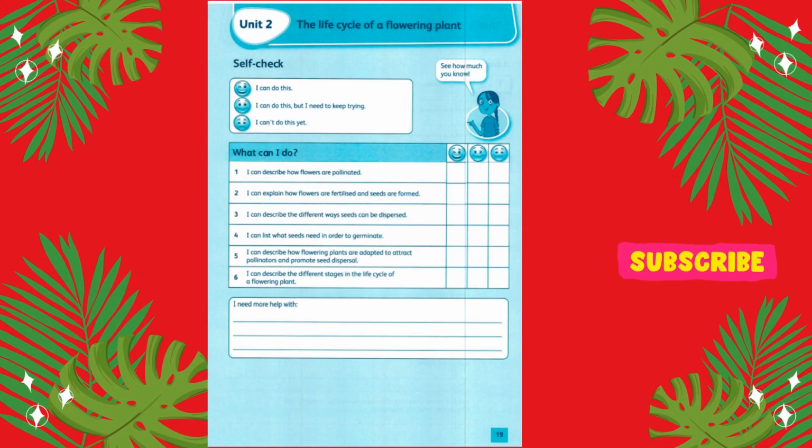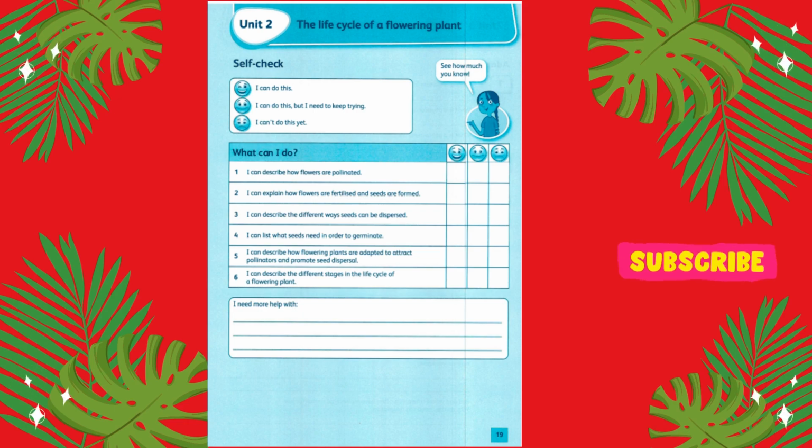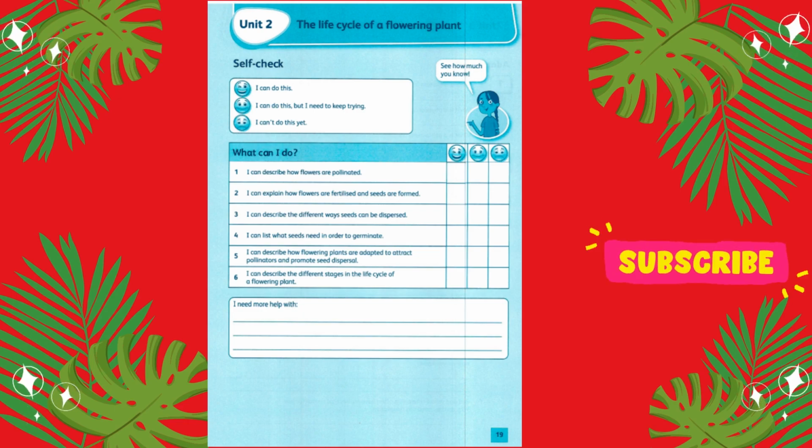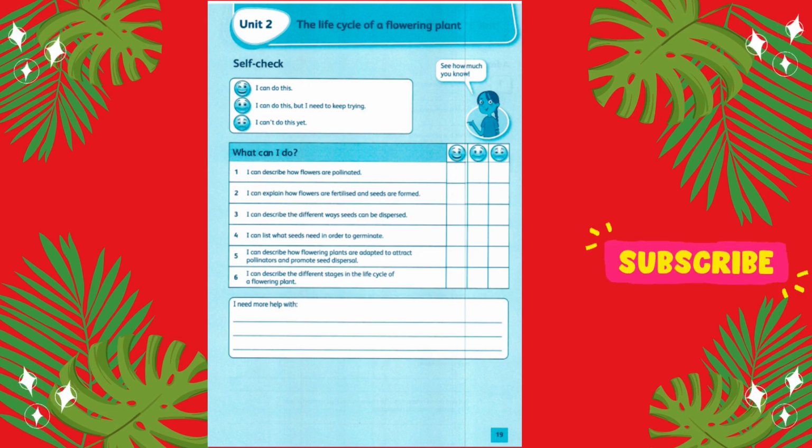This is the self check. Happy face: I can do this. A little bit sad: I can do this, but I need to keep trying. The last one is the sad face: I can't do this yet. So, if you are able to do so, make a tick under the face. For example, I can describe how flowers are pollinated. You have to read one by one and make a tick on it. And if you have any problem, you can ask me or just write under the heading, I need more help with: teacher or internet, whatever.